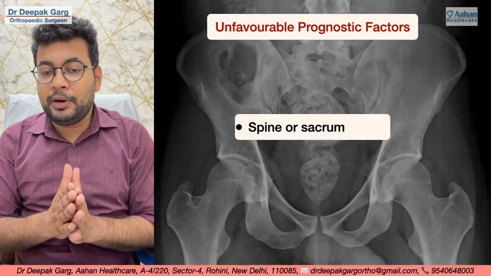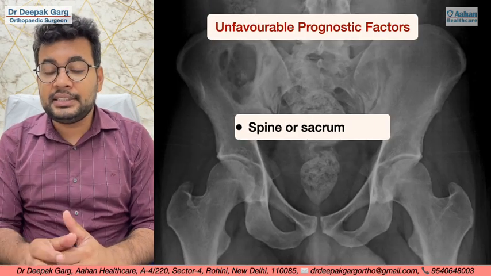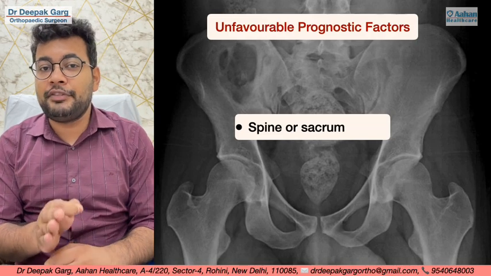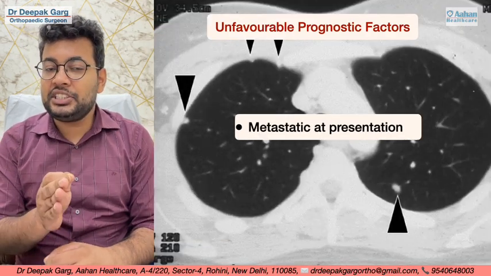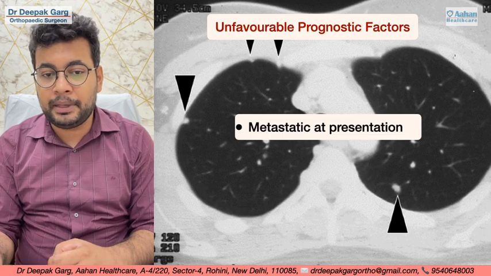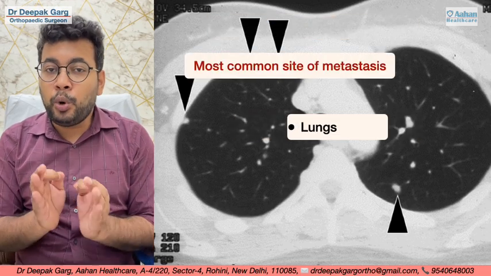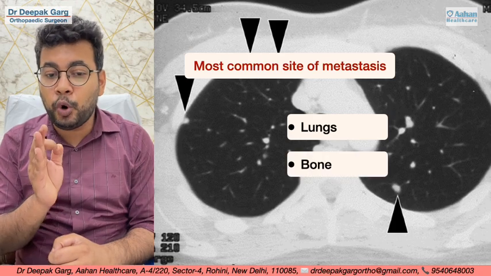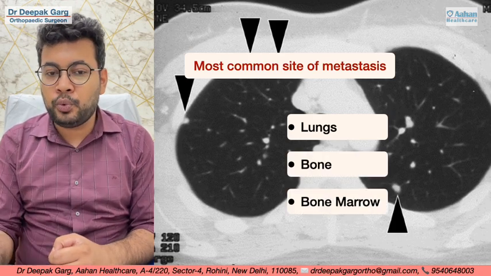Now let's talk about unfavorable prognostic factors. Location in the spine, sacrum or pelvis is an unfavorable prognostic factor. Metastasis at presentation is an unfavorable prognostic factor. The most common sites of metastasis are the lungs, bone and bone marrow.